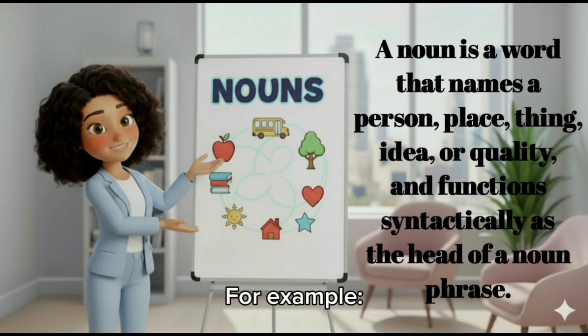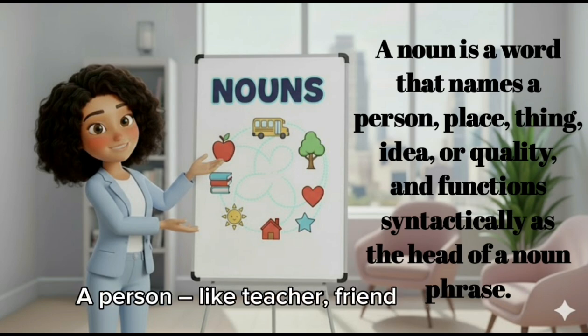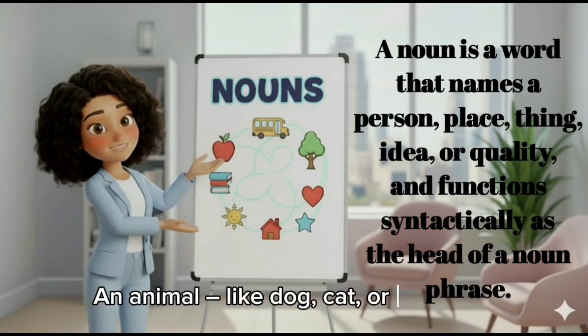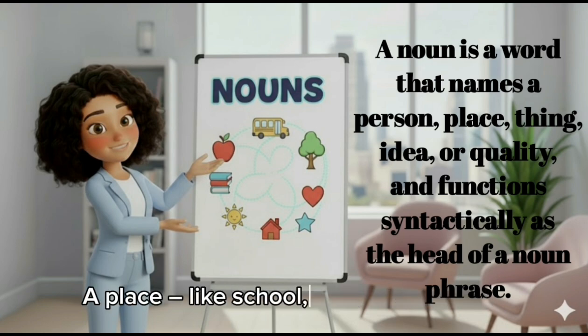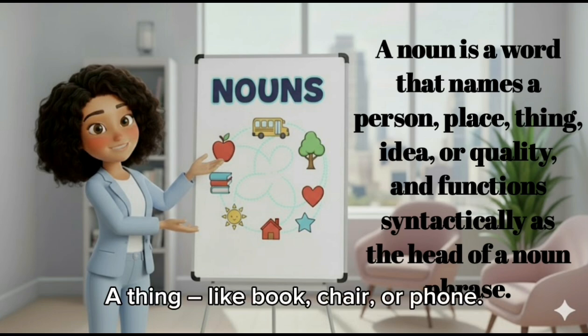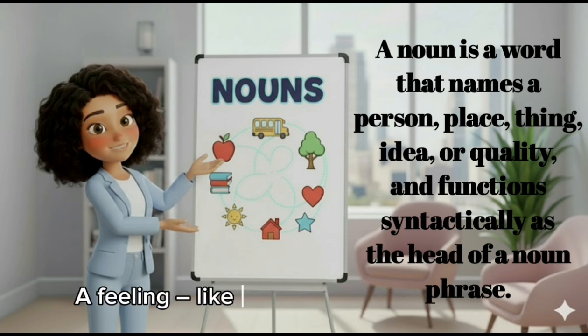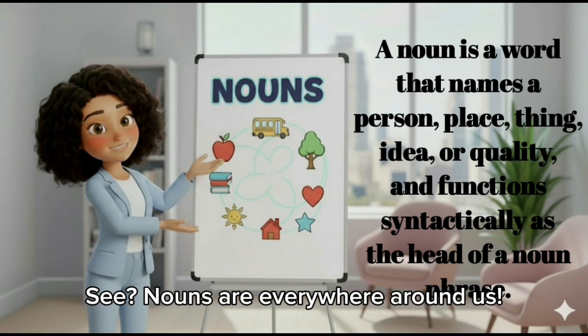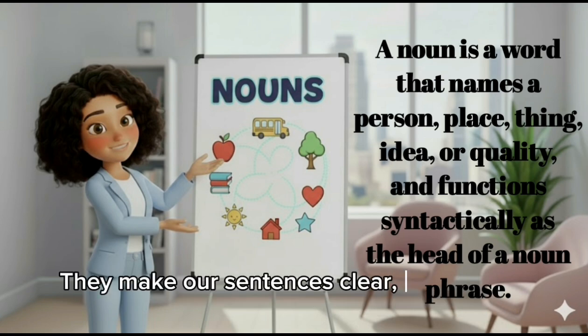For example, a person, like teacher, friend, or doctor. An animal, like dog, cat, or elephant. A place, like school, park, or Sri Lanka. A thing, like book, chair, or phone. A feeling, like love, happiness, or anger. See, nouns are everywhere around us. They make our sentences clear, meaningful, and colorful.